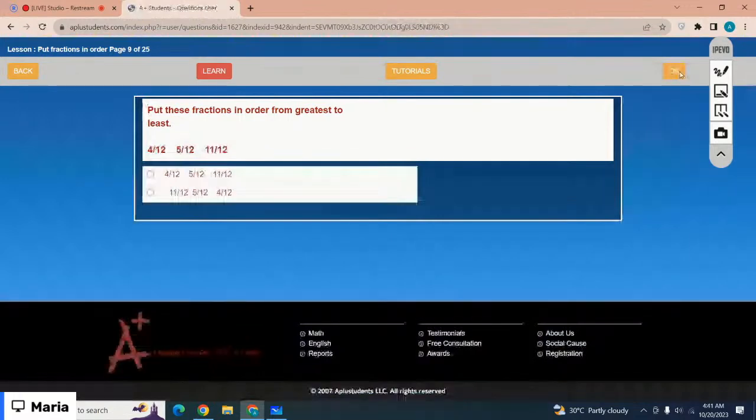Put these fractions in order from greatest to least: 4 by 12, 5 by 12, and 11 by 12. Which is the correct option? Yes, that is 11 over 12, 5 over 12, and 4 over 12.